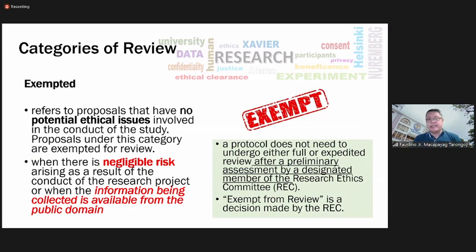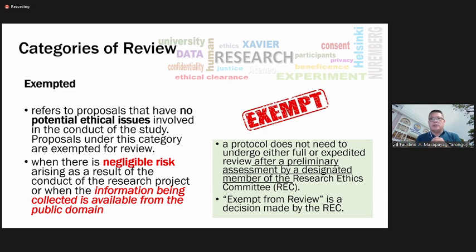When we say exempted, by the way, I'm going to use the word protocol here. When we say protocol, that refers to the study protocol or directly referring to your proposal. Since it is stated as a study protocol, in other words, your proposal is written for ethics review like a guideline for what you are going to do, in terms of the scientific activity, research activity, as well as the ethical components of that activity. So when I say protocol here now, I'm referring to the proposal submitted for review.